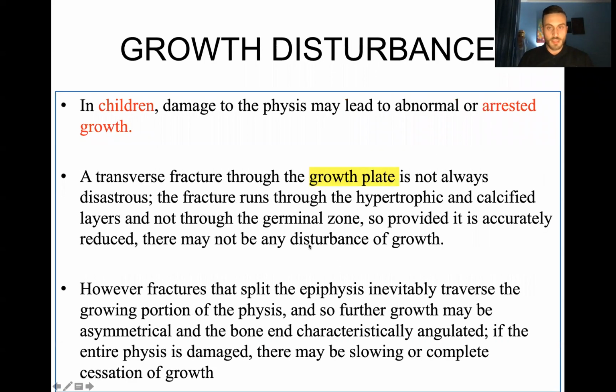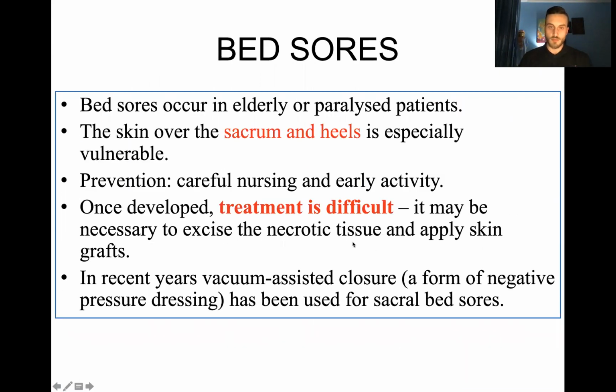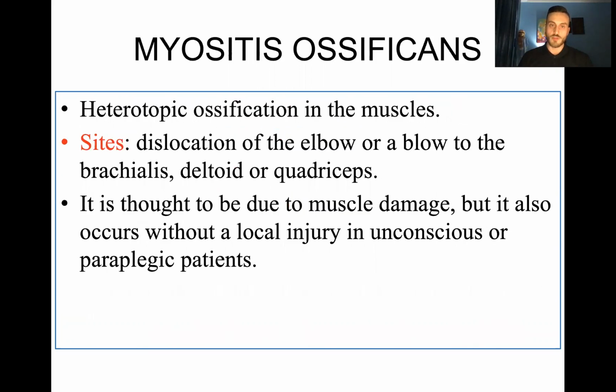And that's it. Growth disturbances: in the pediatric age group, as we said in the last lecture, they have physis, and fractures through the physis may cause growth arrest and disturbances. Bed sores: because the patient is not moving from the same position, they will have sores. It's very difficult to treat. So the most important part is to keep moving the patient and to put him on an air mattress.